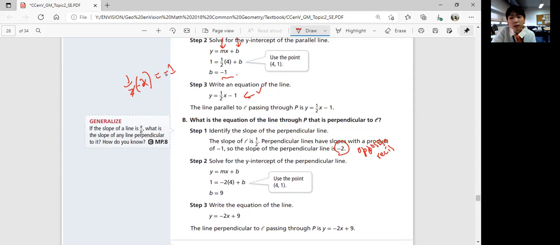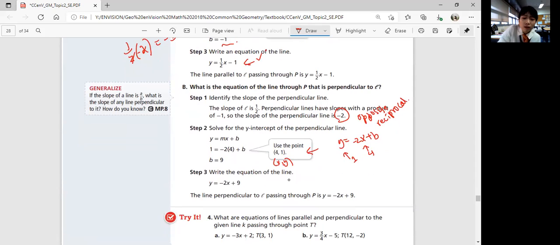That is your opposite reciprocal. So step 2, solve for the y-intercept is the same. You plug the point into your equation, y equals -2x plus b. Okay, plug in 4 for x and 1 for y, because that is your coordinate point. Your y-intercept is 9. The equation of the line is y equals -2x plus 9. So that is the line perpendicular to L passing through the point. The earlier one was the line parallel to line L that passes through point P.